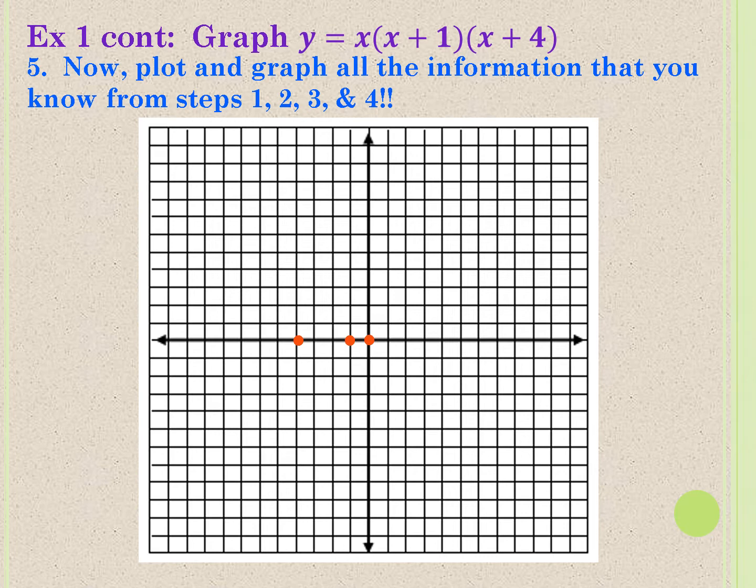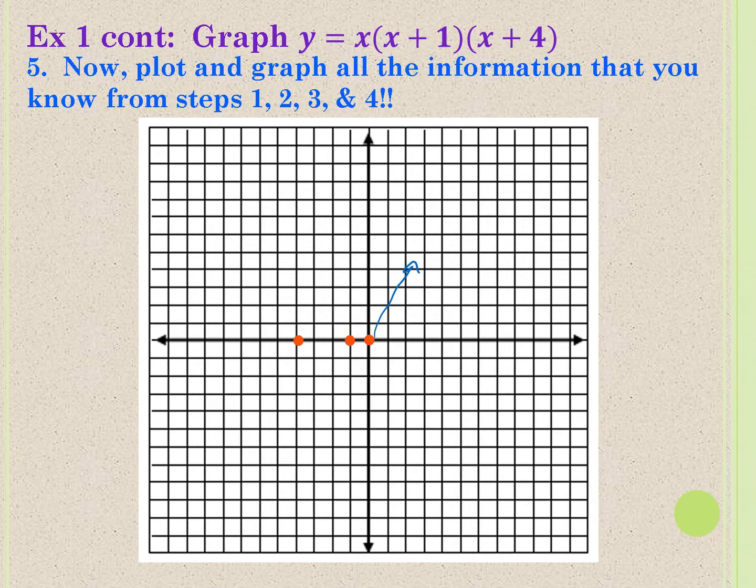The next thing, if you remember, step 2 was end behavior. So how do we plot the end behavior? Well, you go to the rightmost x-intercept, and that's where you put your right end behavior. If you remember, right end was up.